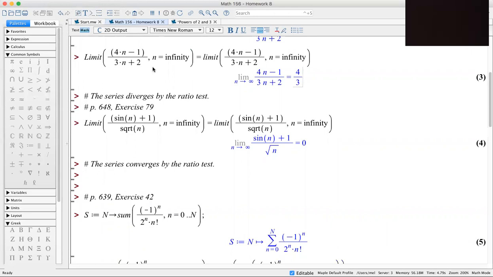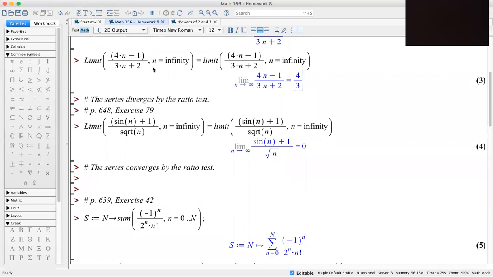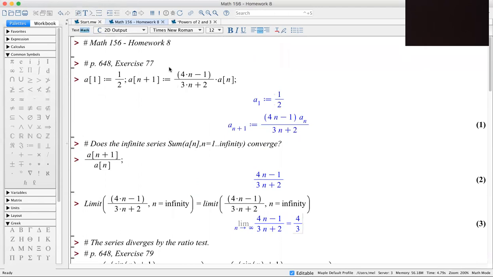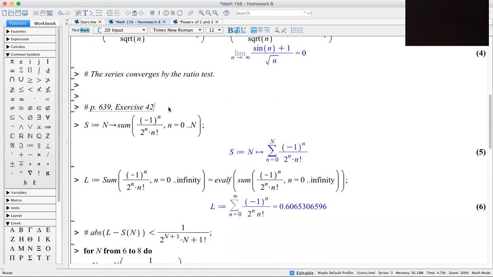Problem 42 on page 639 is a problem about alternating series. So I should say, for exercise 77, we're going to use the ratio test. For exercise 79, we're also going to use the ratio test. And in problem 42, we're looking at alternating series.